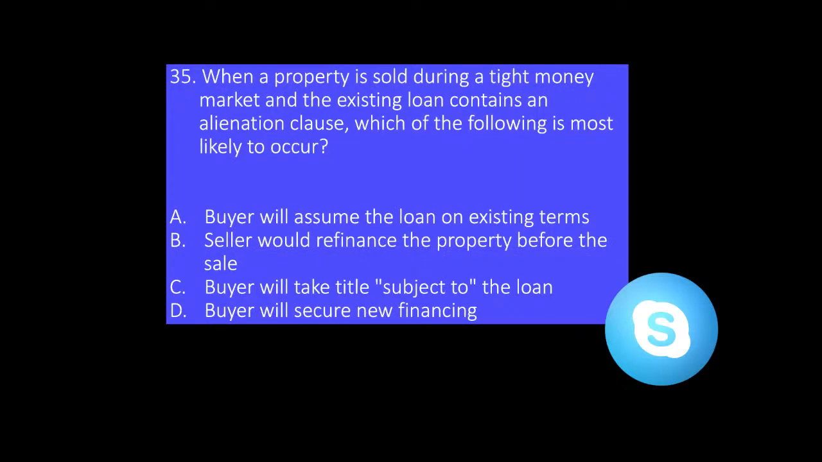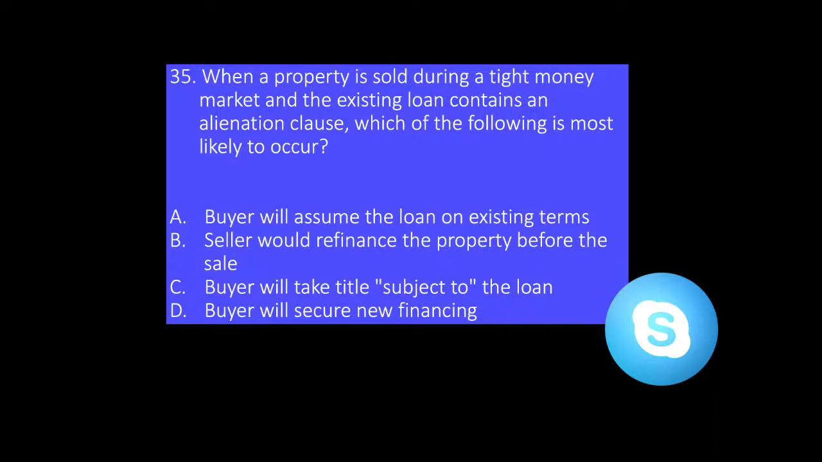Okay, next one. Property sold during a tight money market, and the existing loan contains an alienation clause. Which of the following is most likely to occur during a tight money market, and the existing loan contains an alienation clause? Yeah, this is a hard one. I know after this one, your brain is probably fried by now. I'm fried.